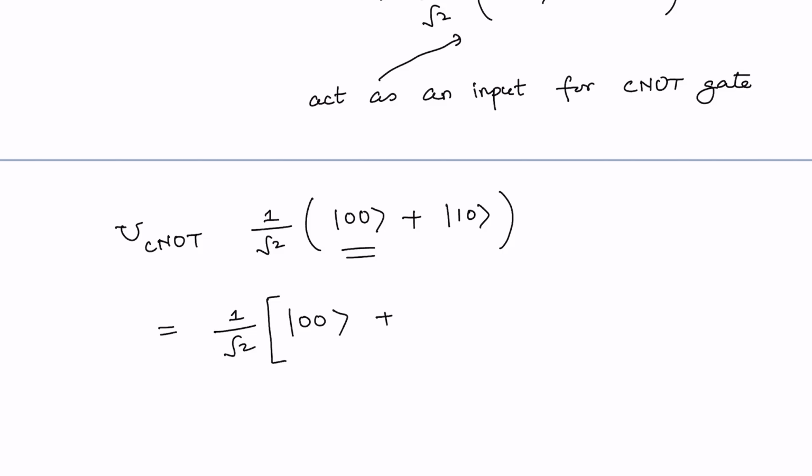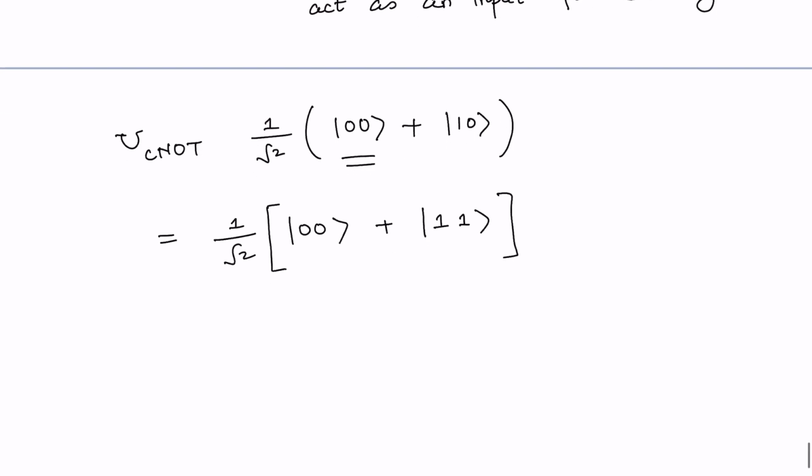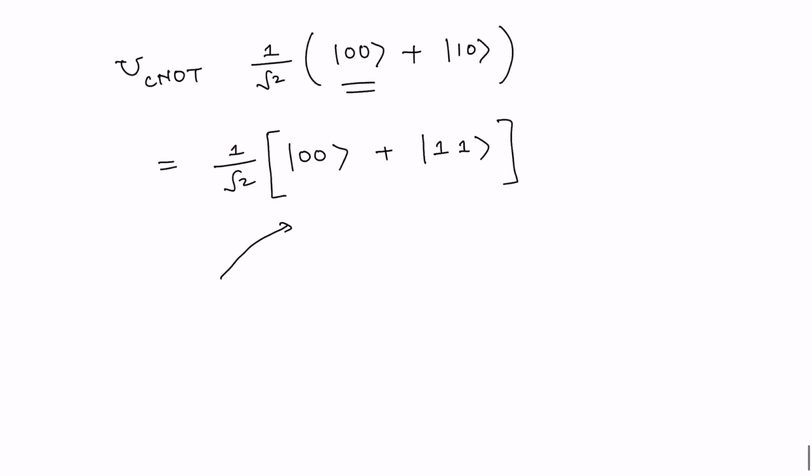But in the second case, because the control is 1, the target is going to get flipped and it would become 1. So this is the state you are going to get, and this particular state is going to be the output of the quantum circuit. This is an entangled state. It is one of the Bell states.